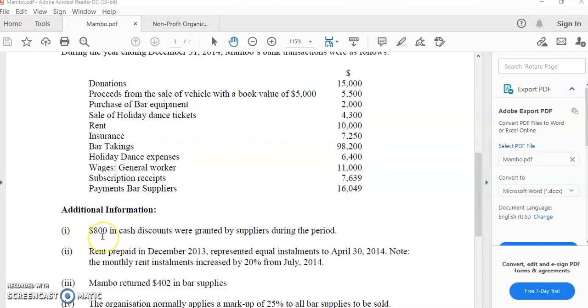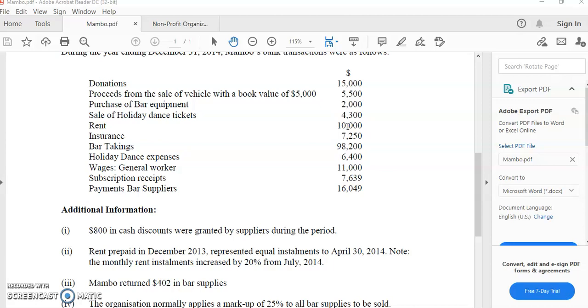It states $800 in cash discounts were granted by suppliers during the period. So this is a discount received. You have $800 in cash discounts. Number two, rent prepaid in December 2013 represented equal installments to April 30th, 2014. So this rent of $10,000 here represented payments all the way to April 2014, and they stated note the monthly rent installments increased by 20% from July 2014.